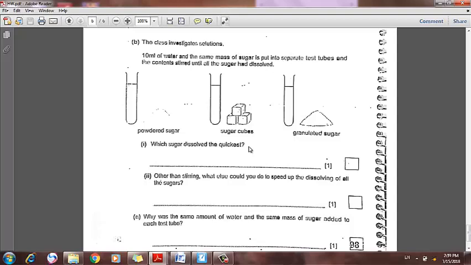Why was the same amount of water and the same mass of sugar added to each test tube? Why did we use the same amount of water and the same mass of sugar? To make our test fair. As you know, in a fair test, we must keep all of the things the same, but change only one variable, and the variable here in our experiment is the type of sugar.